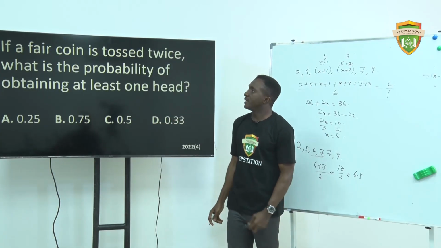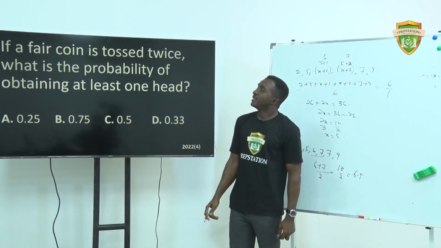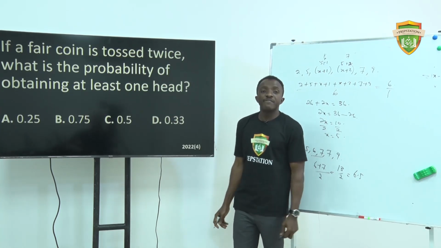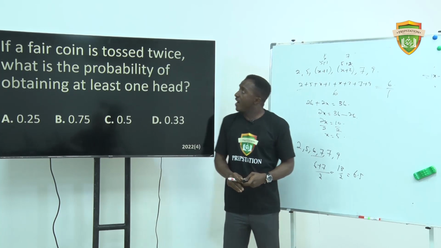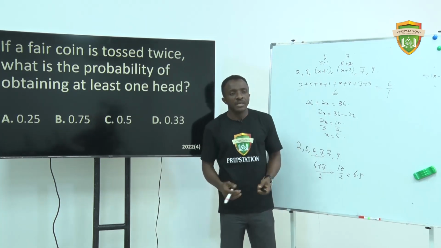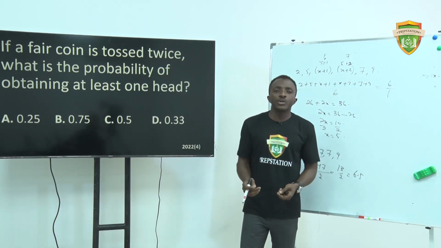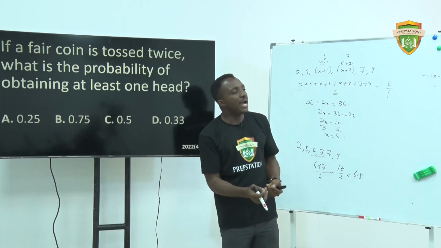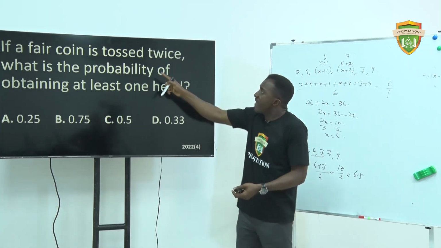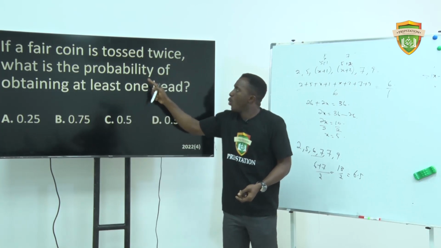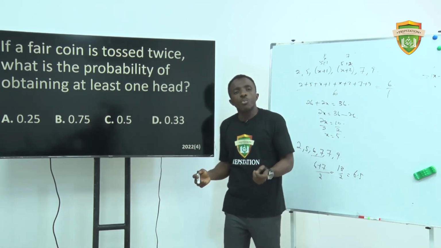This is probability. That happens to be my last question. Now, if a fair coin, you know what a coin is. If a fair coin is tossed twice. Now, what are the possible outcomes on a coin? There are 2 possible outcomes. You have either heads or tails. Now, if a fair coin is tossed twice, what is the probability of obtaining at least 1 head?